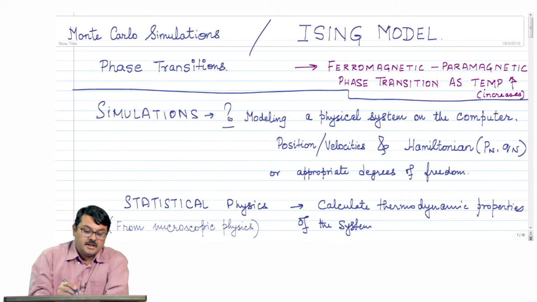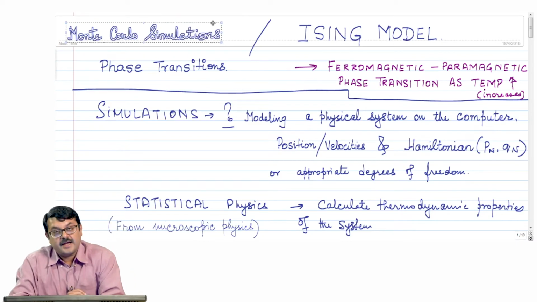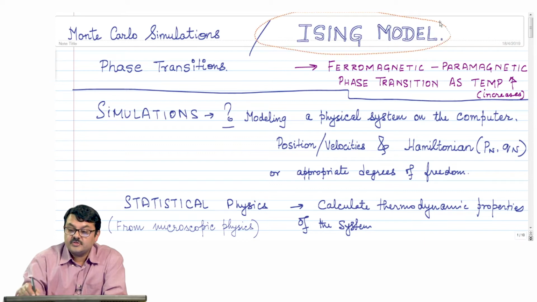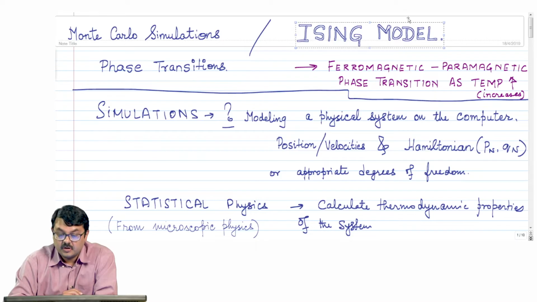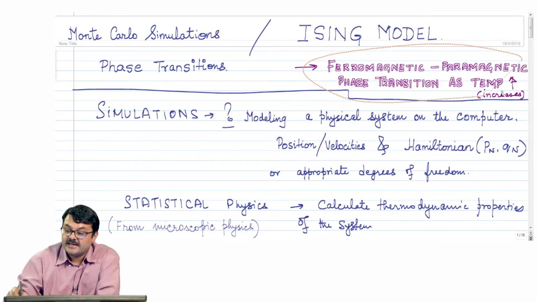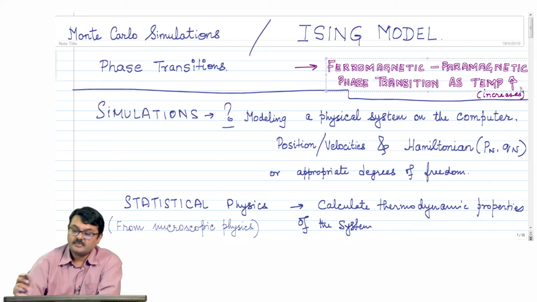So, hello everybody and welcome to the third module of this course, where we shall be learning about Monte Carlo simulations, and in particular we shall use the Ising model for our Monte Carlo simulations. Now, what is the Ising model? It is basically a model Hamiltonian to understand ferromagnetic to paramagnetic phase transitions as one increases the temperature.